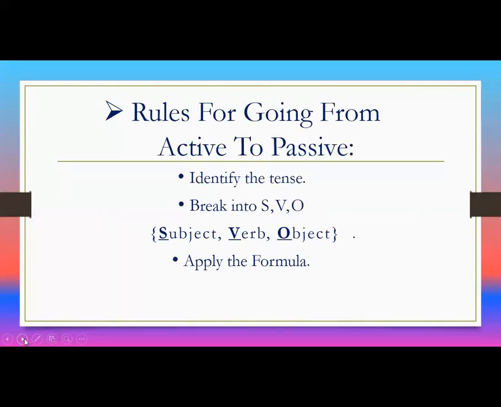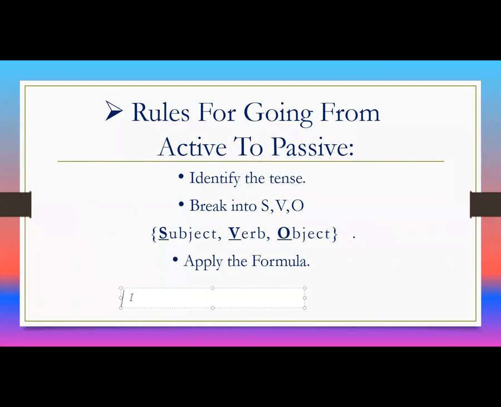Rules for going from active to passive. Number one is identify the tense. Number two, break into SVO. SVO means subject, verb, object. How to do it? Let me show you through the annotation.